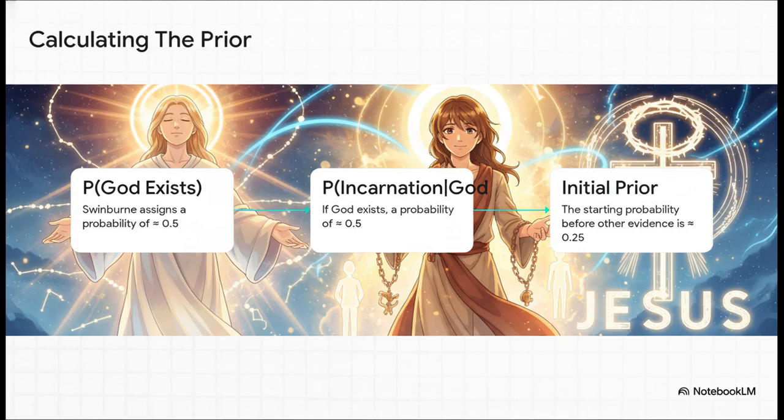Okay, but he doesn't stop there. Swinburne adds a second starting probability. He asks, okay, if God exists, what are the odds that this God would want to become human, an incarnation? And again, he lands on 0.5, another 50-50 chance, arguing God would have some pretty powerful reasons to do just that. So let's do the math here. You take the 50% chance that God exists, and you multiply it by the 50% chance God would become incarnate, and what do you get? You get 0.25, a 1 in 4 chance. And that's our real starting point, before we've even looked at Jesus specifically.